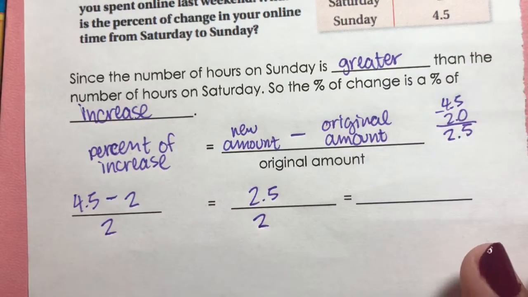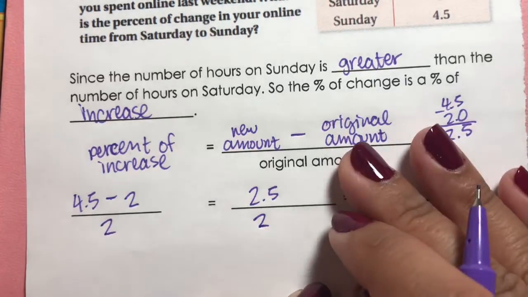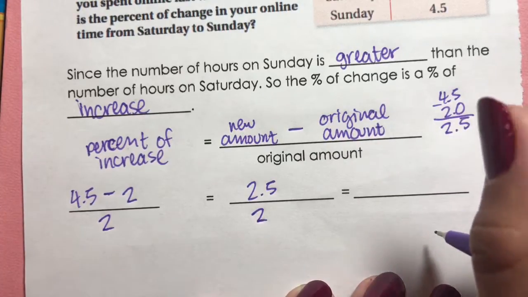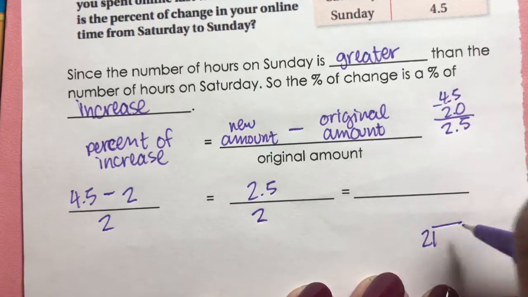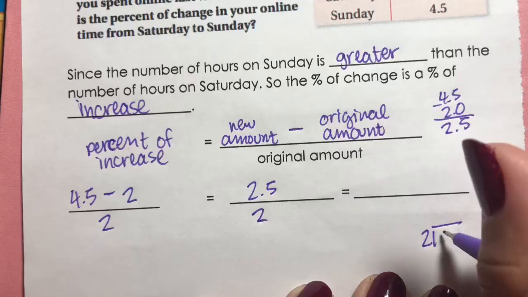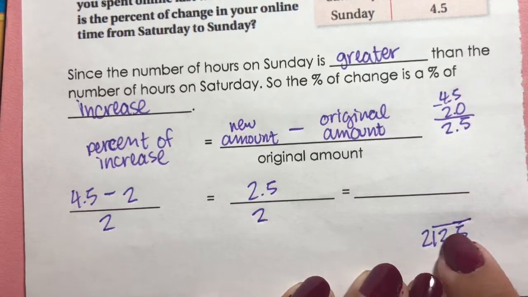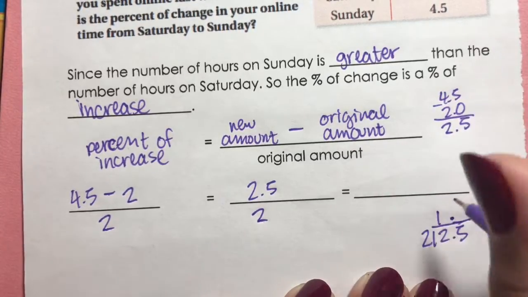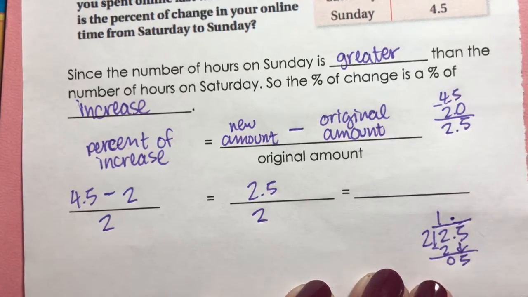Okay, so remember, the numerator is divided by the denominator. So it's 2.5 divided by 2. So since there's already a decimal there, we bring the decimal up. 2 goes into 2 how many times? Once. Bring down the 5.